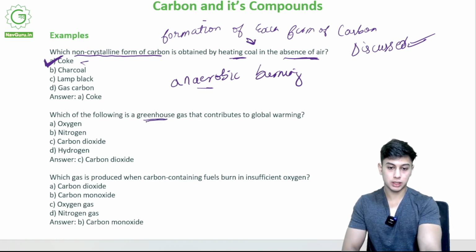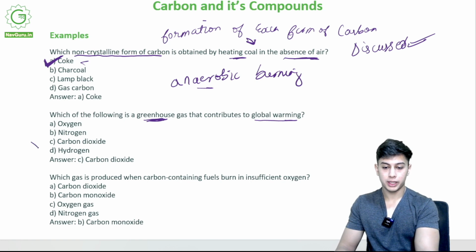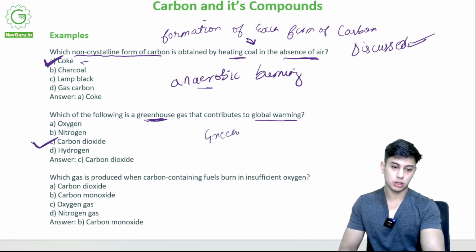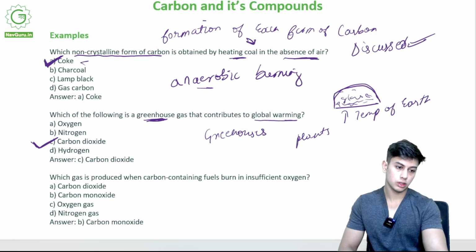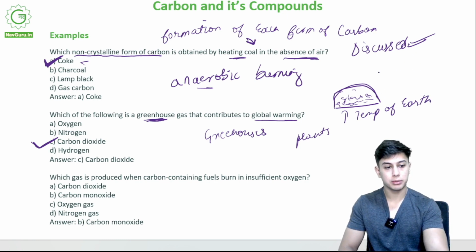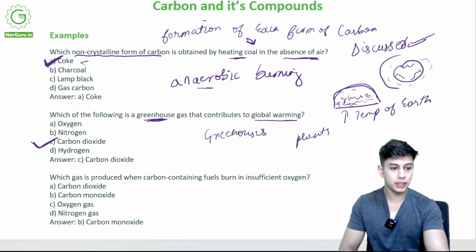Which of the following is a greenhouse gas? Greenhouse gas is increasing the temperature of the earth, that contributes to global warming. Carbon dioxide. Have you seen greenhouses? They are a lot of plants kept in these glass houses. This is made of glass. There are a lot of plants and flowers and other things in it. It is producing carbon dioxide. This carbon dioxide will in turn increase the temperature of the earth, because the atmosphere does not allow gases to escape. So gases will stay inside only and it will heat.